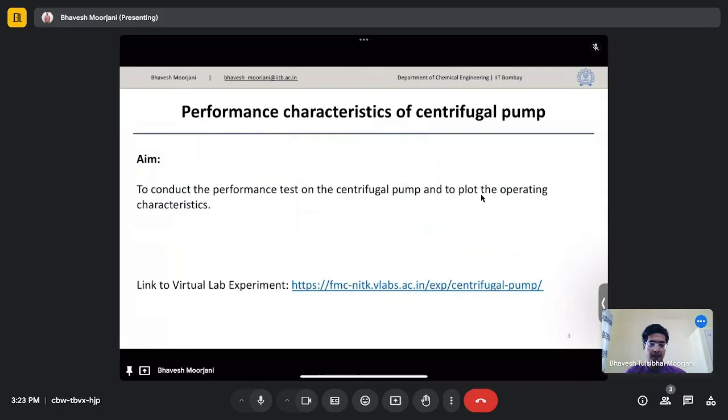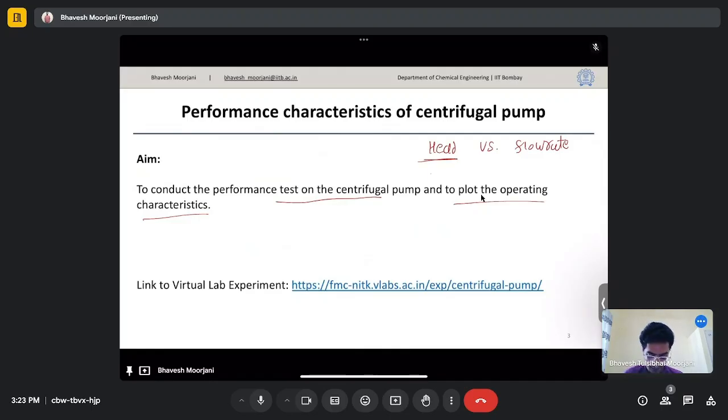As I said, the aim of our experiment is to conduct a test on a centrifugal pump to plot the operating characteristics. So when we say operating characteristic of a centrifugal pump, what are we referring to? So operating characteristic curves for centrifugal pumps are nothing but the curves for head versus flow rate for the centrifugal pump. So this head is the total head developed by the pump.